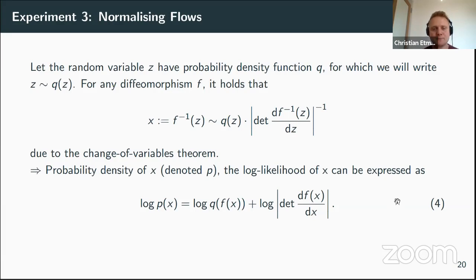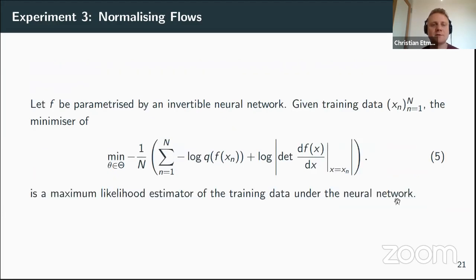for some point, some image, for example, we can calculate its likelihood under this model. And this gives us the possibility of training a generative model that can be trained by applying the maximum likelihood principle, meaning that if we are given training data, we just plug the xn, denoting the different instances of our image data, into the formula, and then try to maximize the likelihood or minimize the negative log likelihood. Then we get a maximum likelihood estimator of the training data under the network.